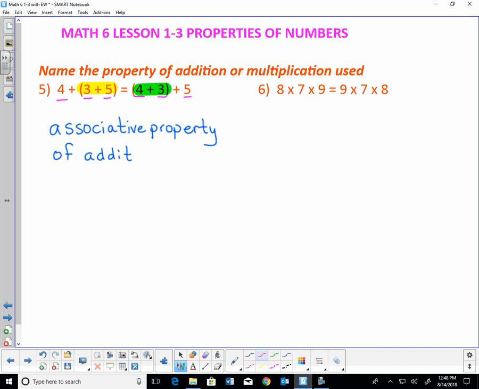In problem 6, let's take a look at it. We have 8 times 7 times 9 equals 9 times 7 times 8. There are no parentheses, so we know we didn't change the grouping. Let's see if we change the order. We have an 8, a 7, and a 9 on the left-hand side of the equal sign, and then we have a 9 and a 7 and an 8 on the right-hand side. So we changed the order we're going to multiply our numbers. When we change the order, that's the commutative property. And since we are dealing with multiplication, it's the commutative property of multiplication.